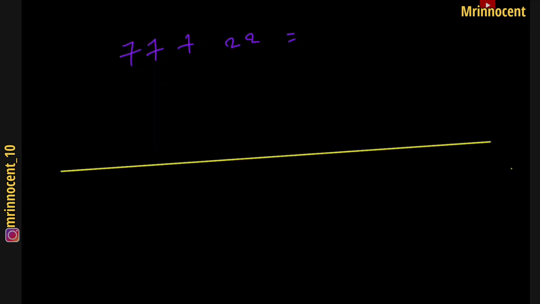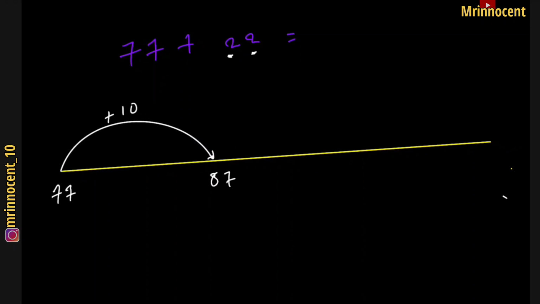Look at more examples. We have 77 plus 22 is equals to. First of all, you draw your number line. So you have 77. So now look at here. You have 2 tens and 2 ones. You now jump plus 10. You have 87.